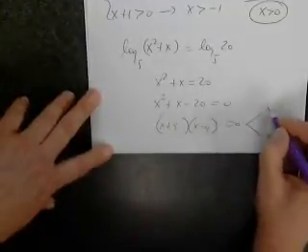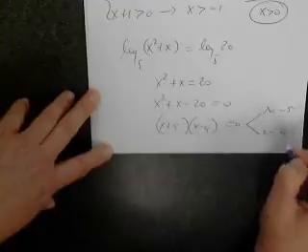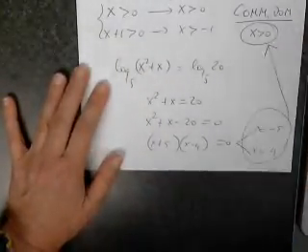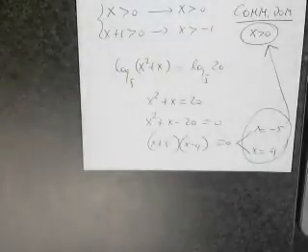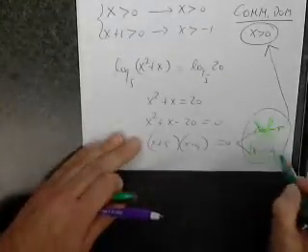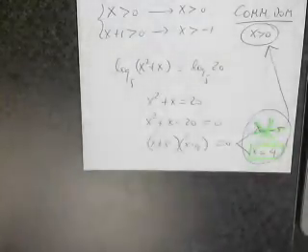So I have two options, negative 5 and 4. Not so fast, because I stated my domain from the beginning. What do I conclude? X is greater than 0, so the answer is 4. Right. And I don't have to go back and check.